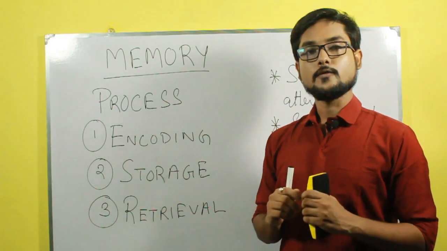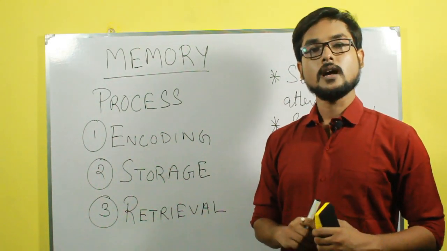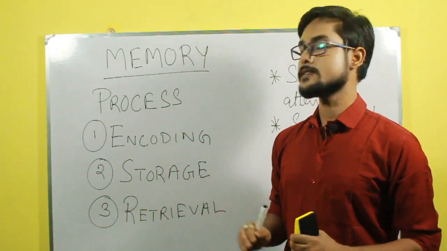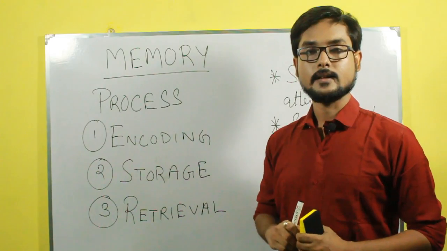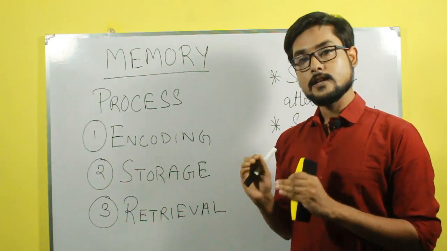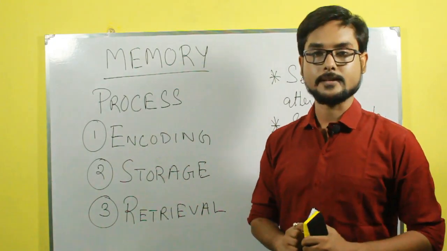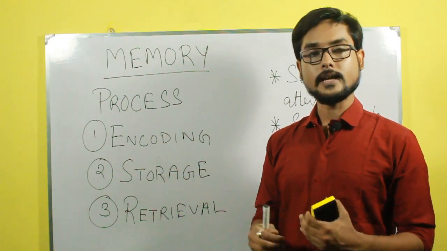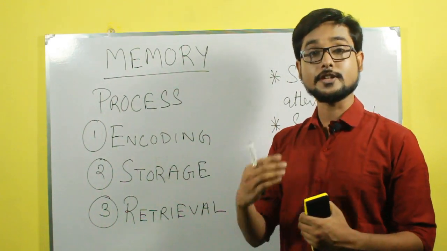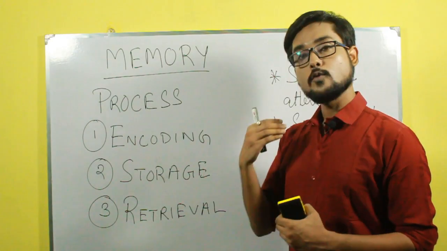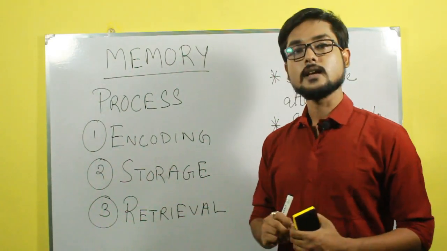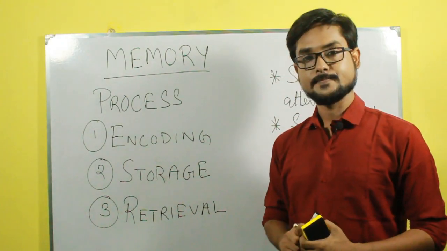For example, when we learn about the alphabets in our earlier days, we first encode the information. We learn from A to Z and then we store the information in our brain. And later, when the information is needed, when we are asked to reproduce or retrieve the information, then we retrieve the information from our brain, and that procedure is known as retrieval.